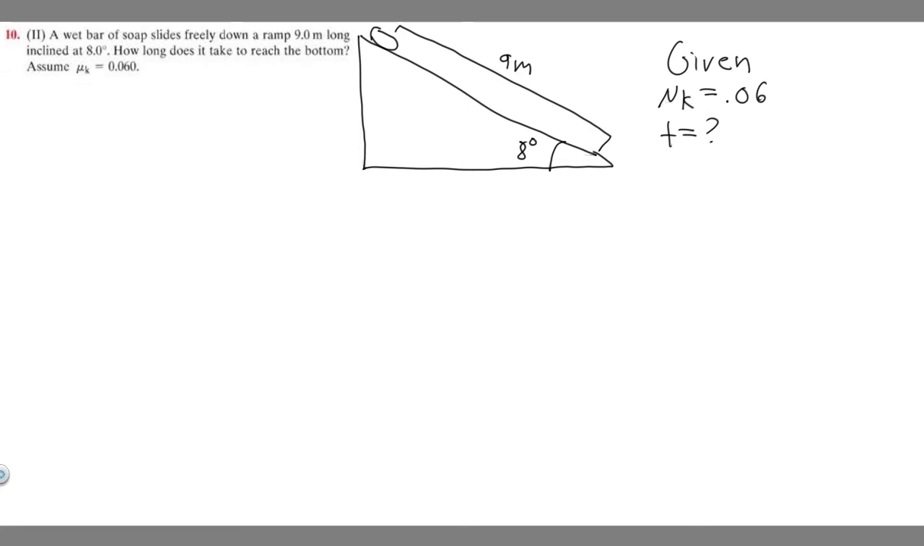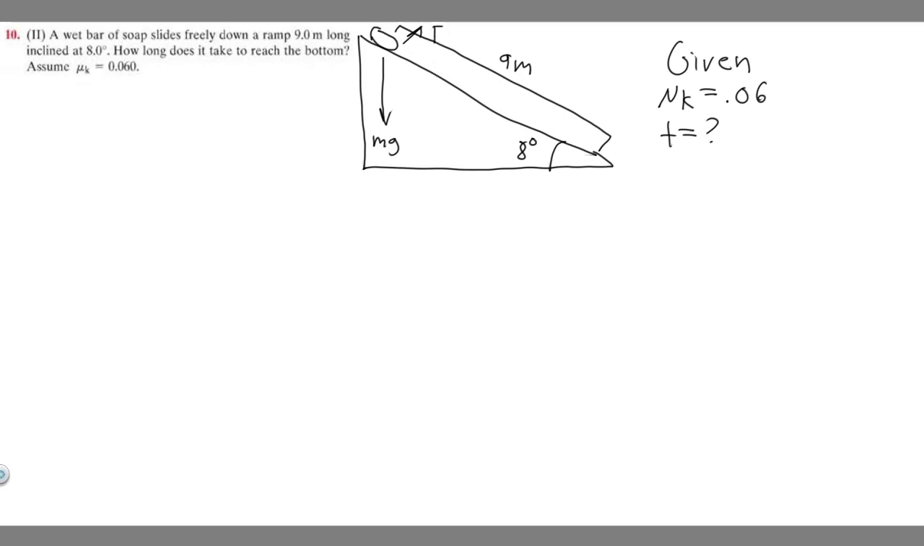Now let's label the different forces acting on our bar of soap. Straight down, we have the force of gravity, our weight force, which is mg. Then what other forces do we have? We have the normal force. Any object touching something has a normal force acting against it, which is perpendicular to the surface. So it's not straight up; it's at this angle like this, F sub N.